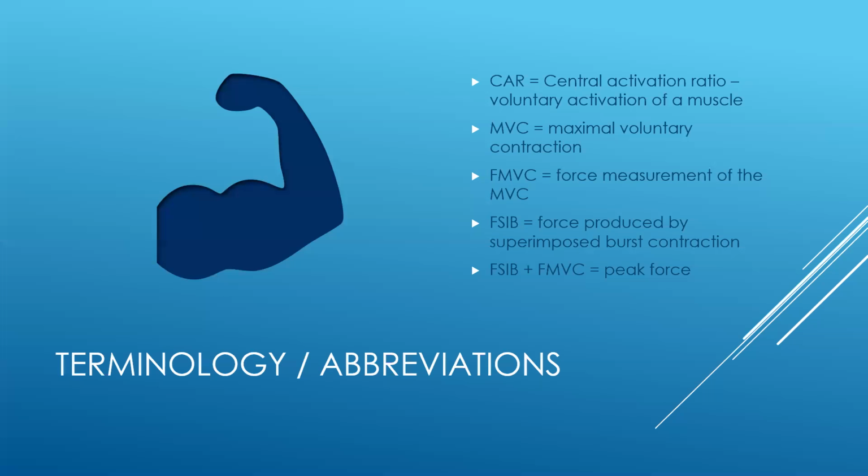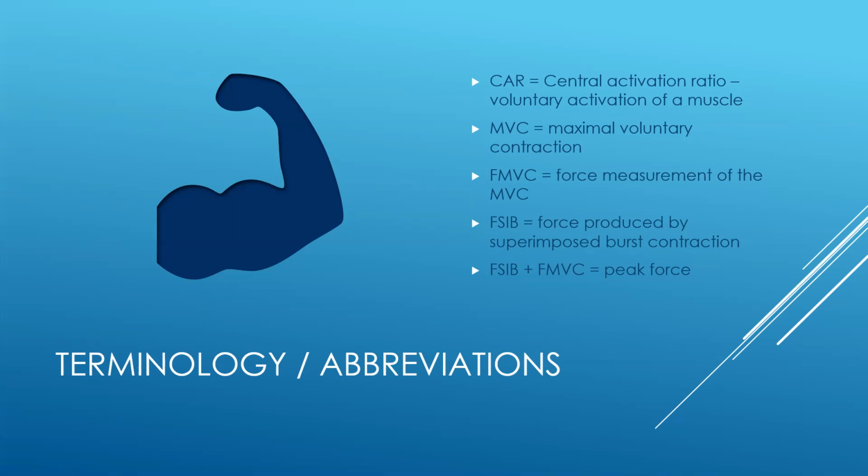The amount of motor neuron recruitments or motor unit recruitments that are able to be activated at any given time. The MVC is the maximum voluntary contraction. This is going to be the contraction of that quadriceps for this journal article.